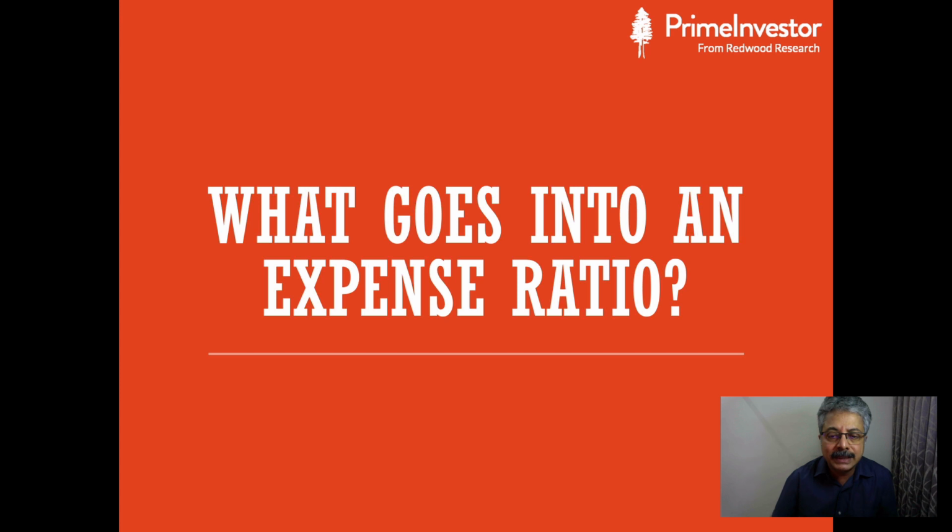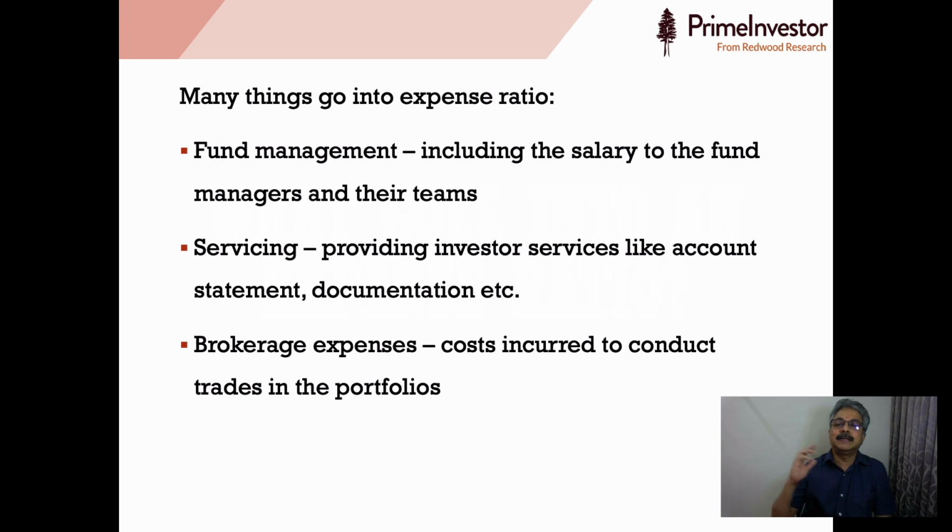And why do they charge the expense ratio? What goes into the expense ratio? Where does the money go? It goes for providing the various services that we consume as mutual fund investors. It goes for the fund manager. The fund manager has to get paid, right? He is the person who is giving us the returns. Fund management expense is the biggest expense, or one of the big expenses. Then there is servicing and brokerage expenses: providing investor services like account statements and documentation, and buying and selling investments in the portfolio. All these incur cost, and this cost has to be borne ultimately by the investor, who are you and me, right?